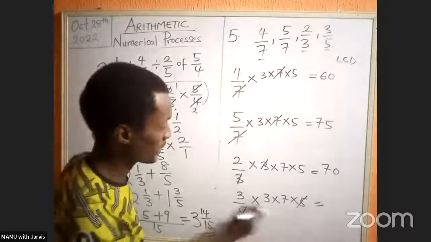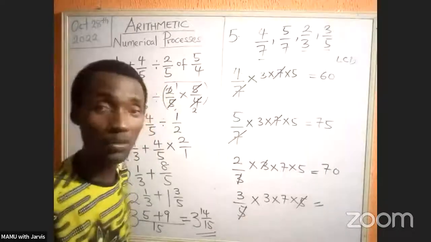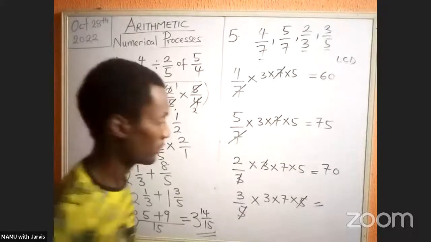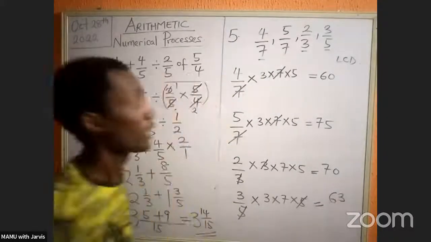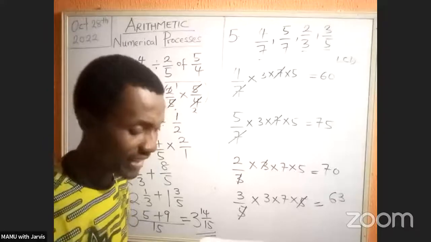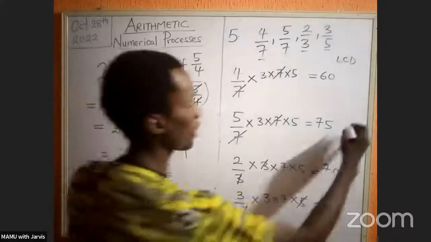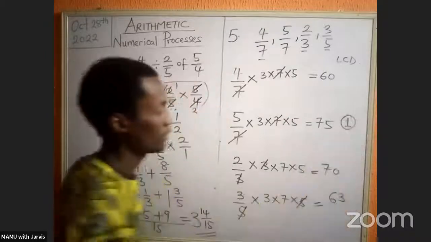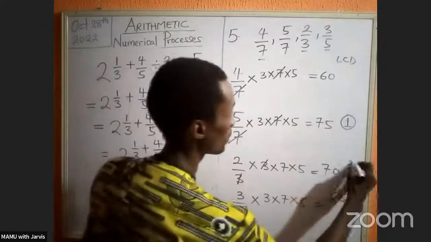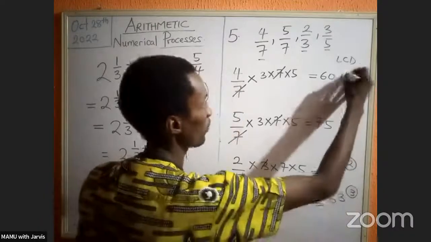This will be 3 times 3. That will be 9. 9 times 7, that will be what? 63. So, remember that we are told to arrange in what? Descending order. So, the highest will be number 1. So, this will be number 1, 75. This will be number 2. This will be number 3. And this will be number 4.